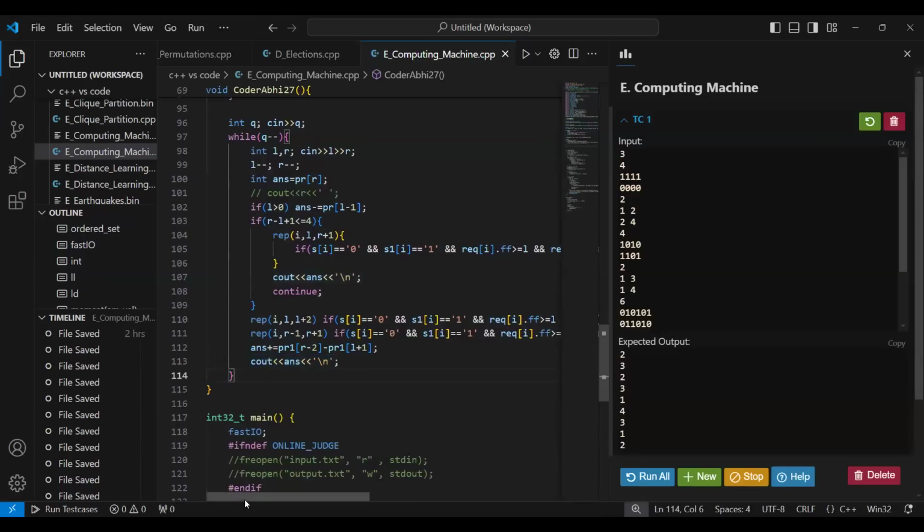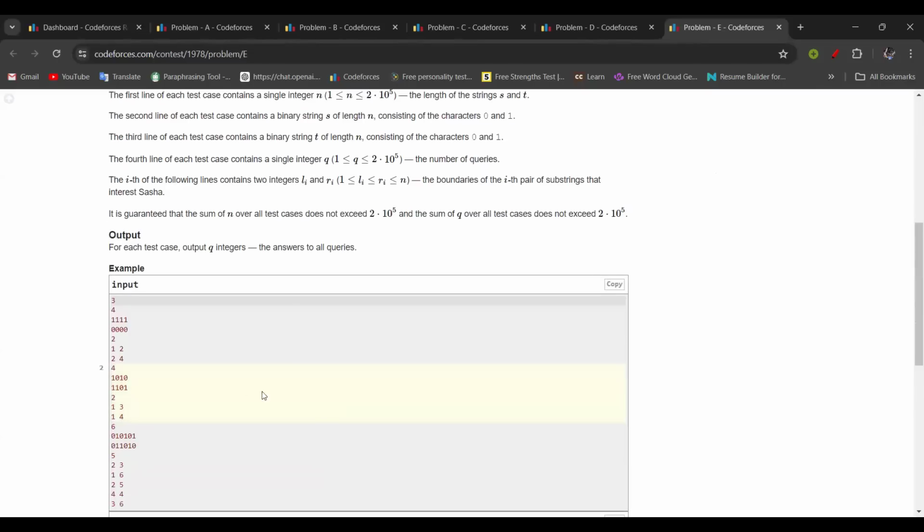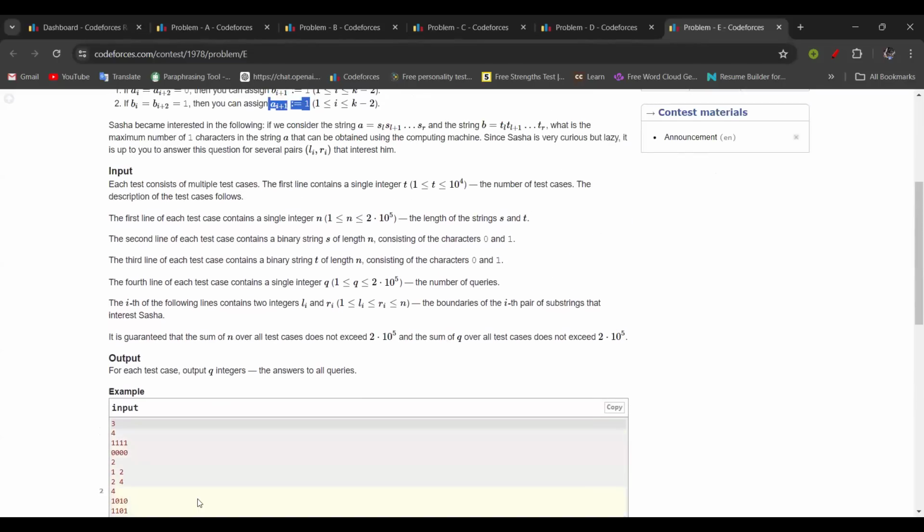Okay, so this was the solution for the E problem. If you didn't get it, you can just try and rewatch this explanation. So the logic is this only. I hope it is clear.